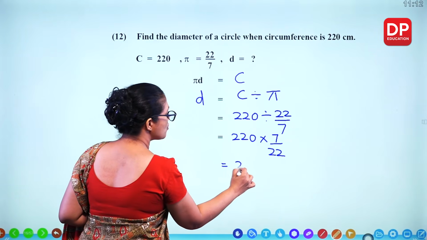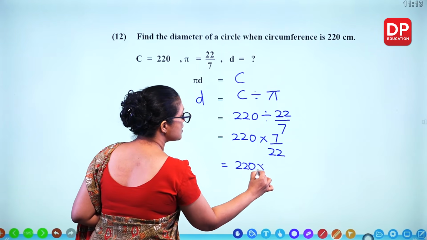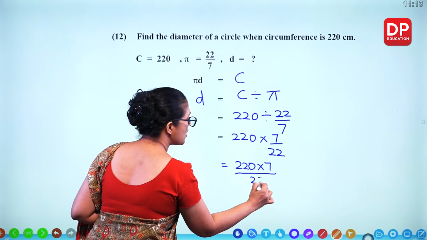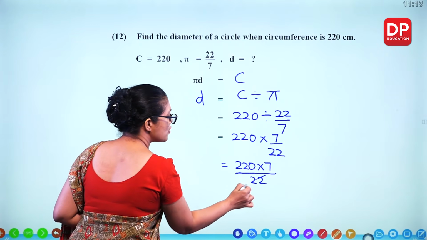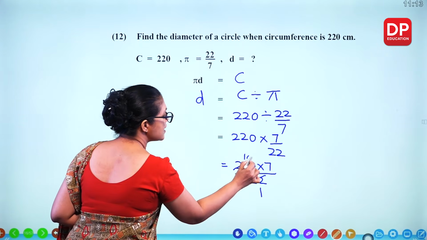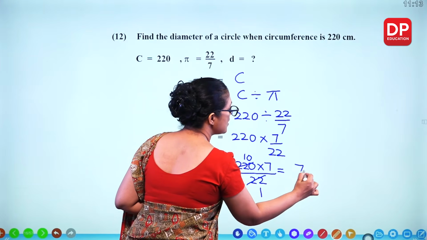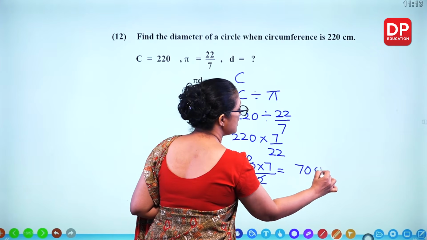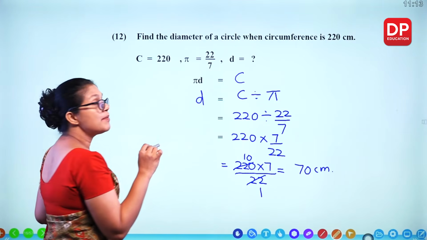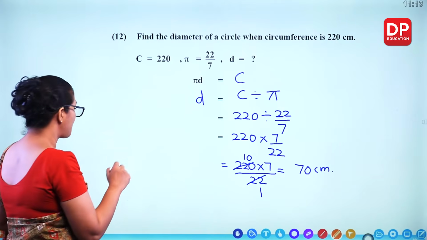Now 220 multiplied by 7 divided by 22. When you divide by 22, you get 1 and 10. 10 times 7, 70 centimeters is the diameter of this circle.